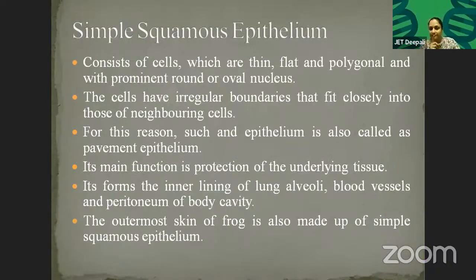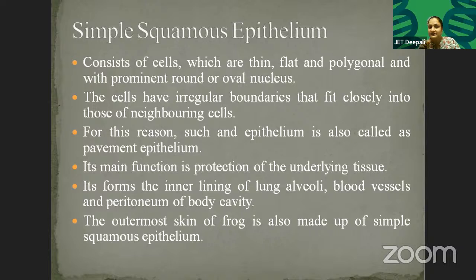Simple squamous epithelium. This is a detail about it. It consists of cells which are thin, flat, and polygonal, having many shapes, with a prominent round or oval nucleus. Prominent means clearly visible. The cells have irregular boundaries that fit closely into those of neighboring cells. Fit closely means there is no gap between two cells.